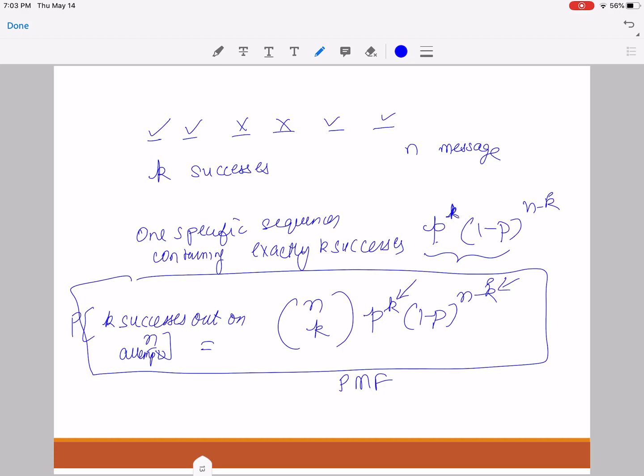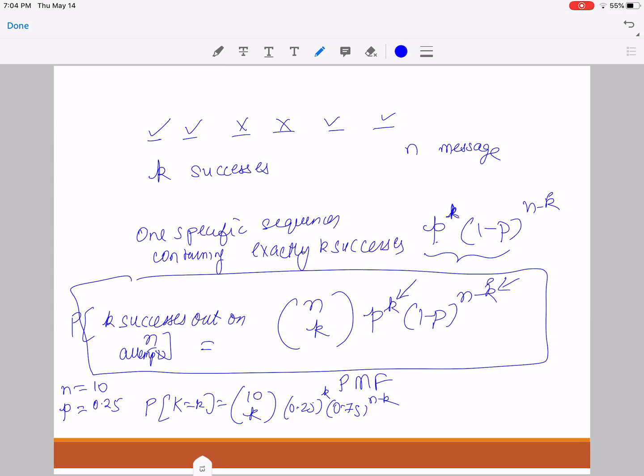For example, in my previous case, let's say that I send the message n equals 10 times, and the success probability of any given message is, let's say, 0.25. Then the PMF takes this form: 10 choose k times 0.25 to the k times 0.75 to the n minus k. And using this PMF, I can answer different kinds of probability problems.